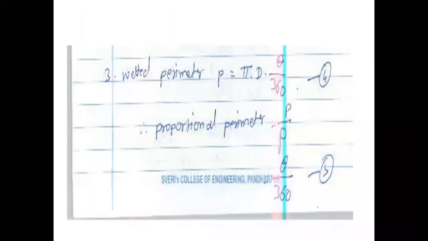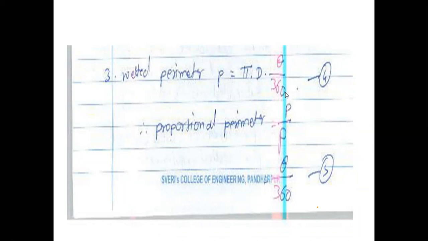So the weighted perimeter small p is equal to, actually the perimeter equation is pi d, but this is the perimeter of a section, so we should multiply by theta upon 360. So I have written p is equal to pi d into theta upon 360. Are you getting? Pi d into theta upon 360. So from that we can determine the proportional perimeter.